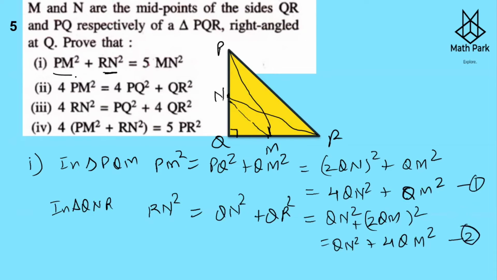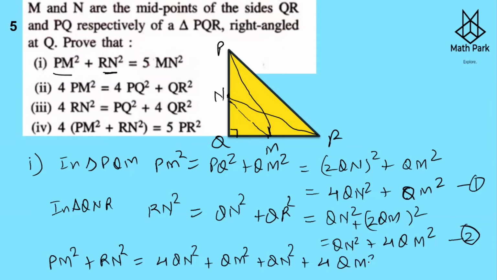Now we have to prove PM square plus RN square is equal to 5MN square. Let us add these two equations. So we get PM square plus RN square is equal to 4QN square plus QM square plus QN square plus 4QM square. Got it? We just added this.